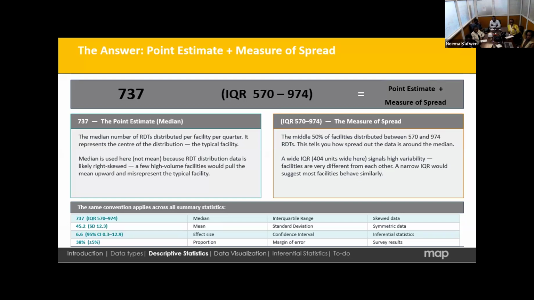The same convention applies across all summary statistics. When you are dealing with the mean, you also have to identify the point estimate, which is the mean, and you have to put the standard deviation. And when you are dealing with effect size, you also have to put your confidence interval. So the main concept here is to always report a point estimate and a measure of spread. It gives much more information than presenting a point estimate by itself.